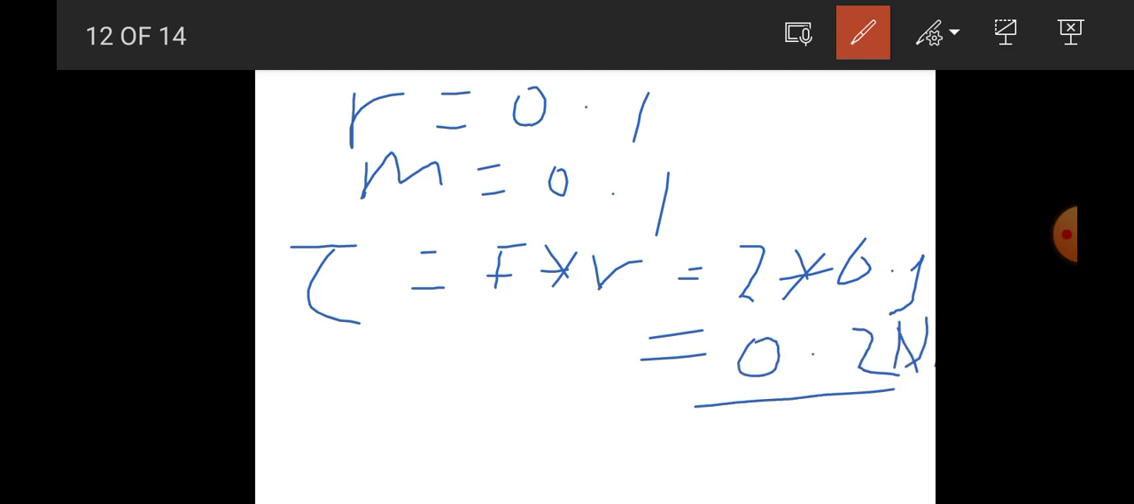The SI unit of torque is Newton meter, 0.2 Newton meter. Next.